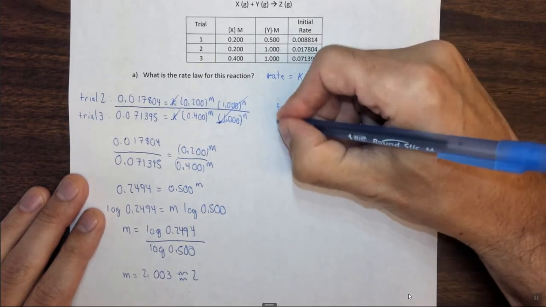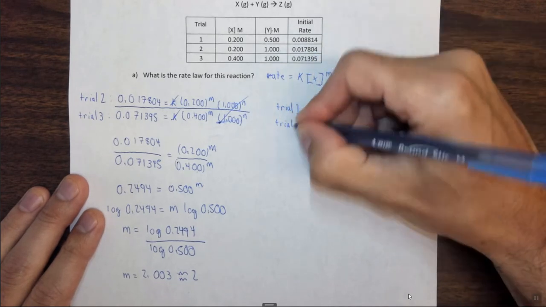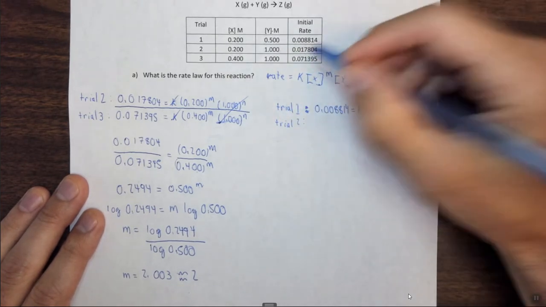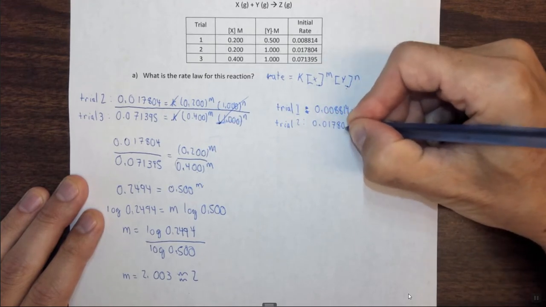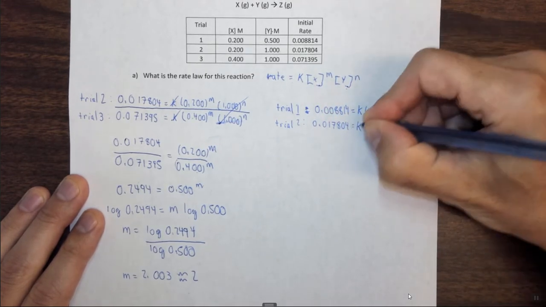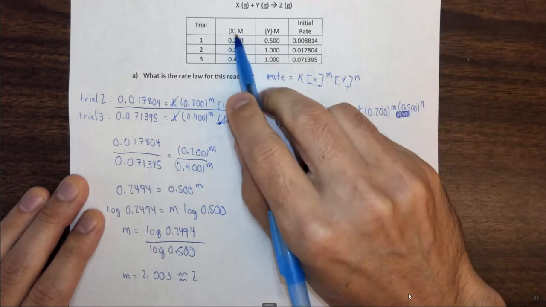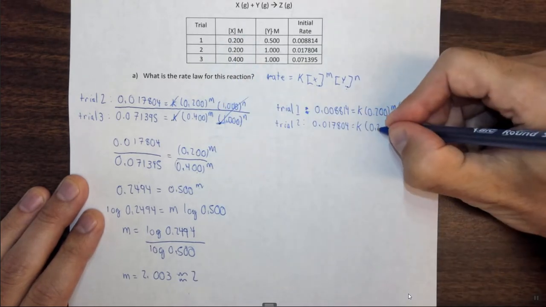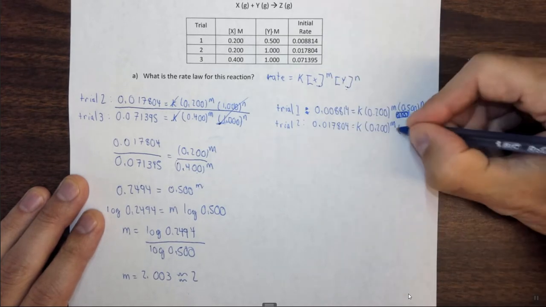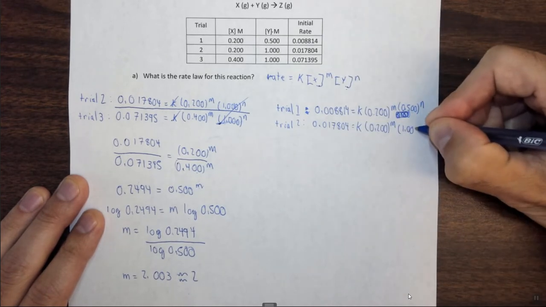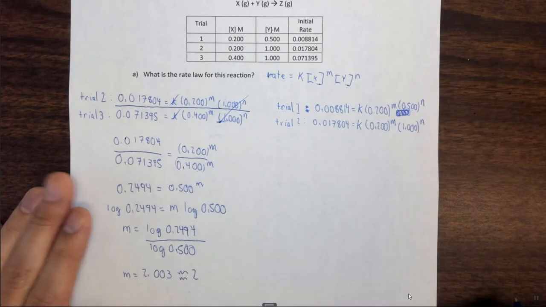Same thing for trial 2, plug in the values we know. In trial 2, we know the rate, 0.017804 equals k, plug in the x value, 0.200 to the m, and plug in the y value, 1.000 to the n.